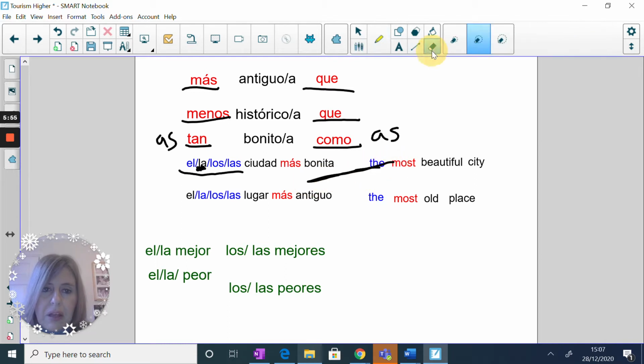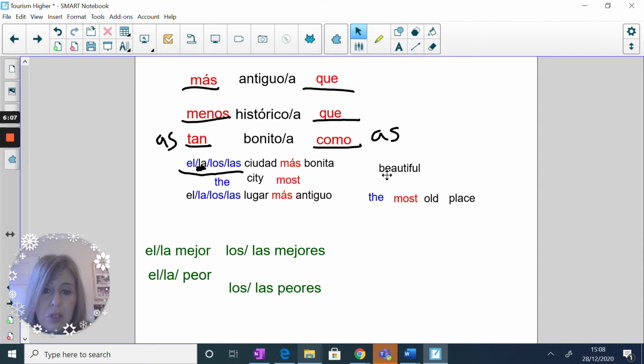So literally this is what we've said. Okay, I'm sorry about that. I need to change that. Okay, so this is what we said literally. The city most beautiful. Why? Because in Spanish first we say the noun and then we say the adjective. And most beautiful is the adjective. So the city, Ely is the city most beautiful. Ely is the most beautiful city. Es la ciudad más bonita. First the noun, la ciudad, the city, and then most beautiful. Look at this. The most old place.